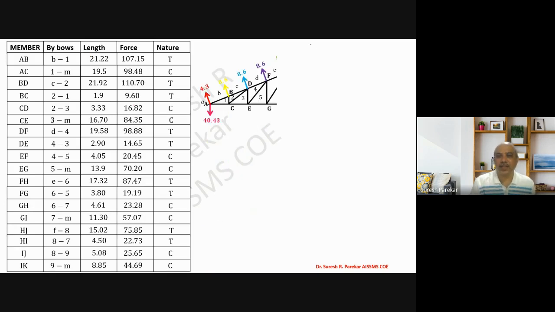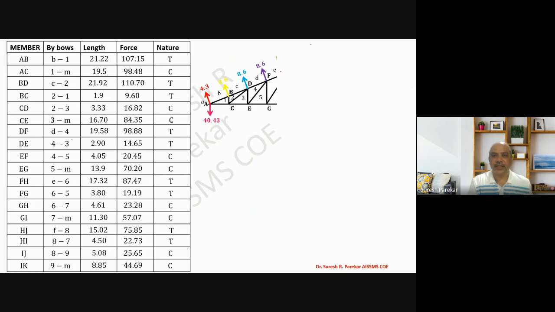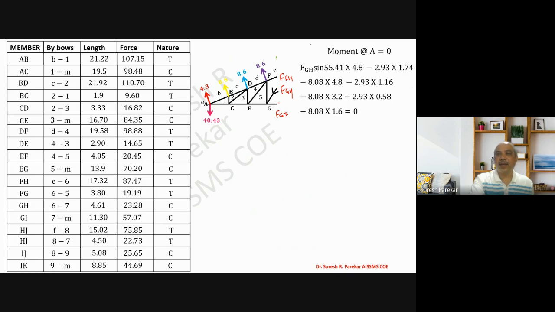So again we are considering the same section. We have this as FH, force in member, then we have this as FGH, and then we have this as FGI. And now again we are going to take moment about A0. Here I have considered compression, because I know that due to wind load we generally get forces reversed compared to dead and live load. So we have moment about A0.